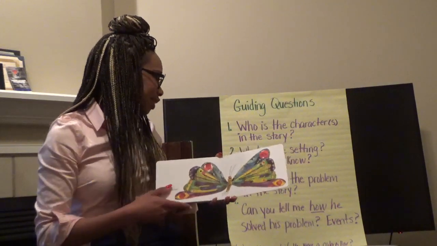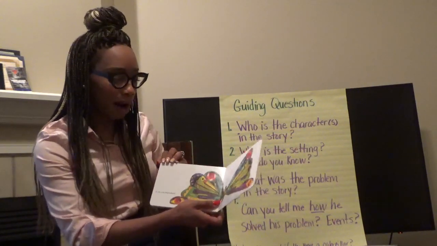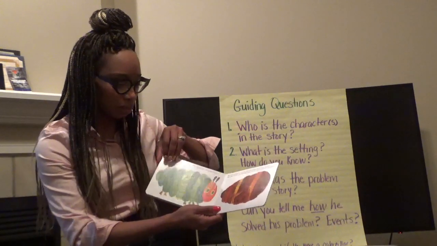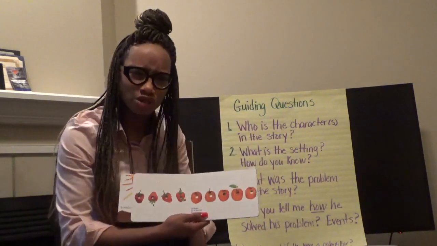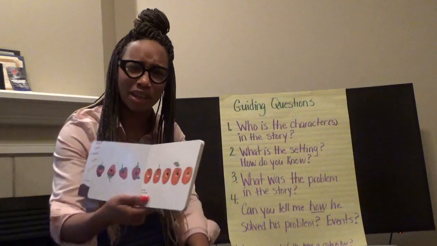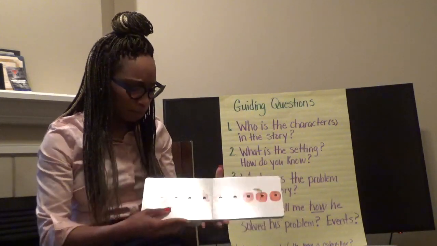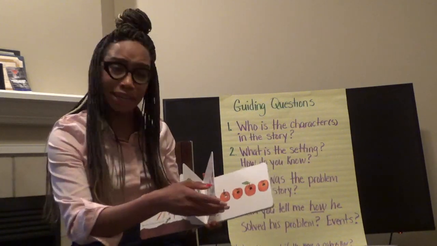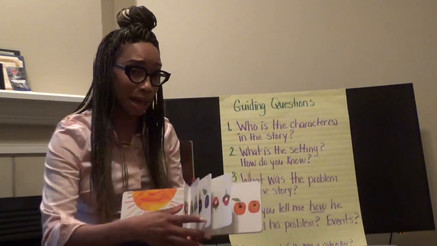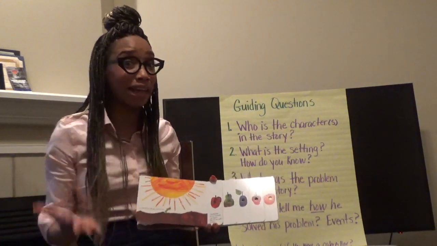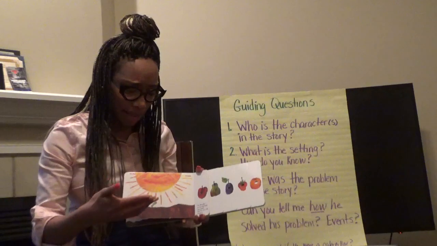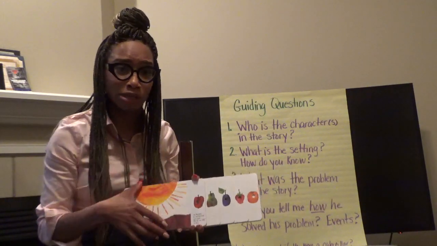Now, can you tell me how he solved his problem? How did he solve that problem? Do you think he was frustrated along the way? Do you ever get frustrated along the way? Sometimes things don't always happen like we want them to happen, right? And we have to be patient. Do you think that the very hungry caterpillar was patient?